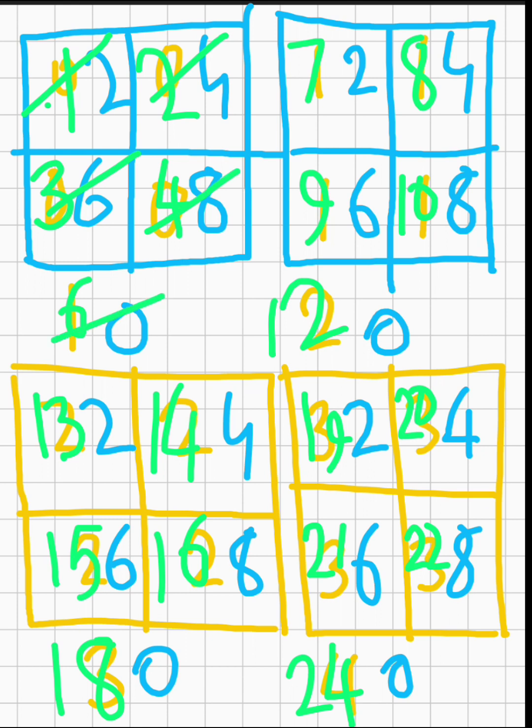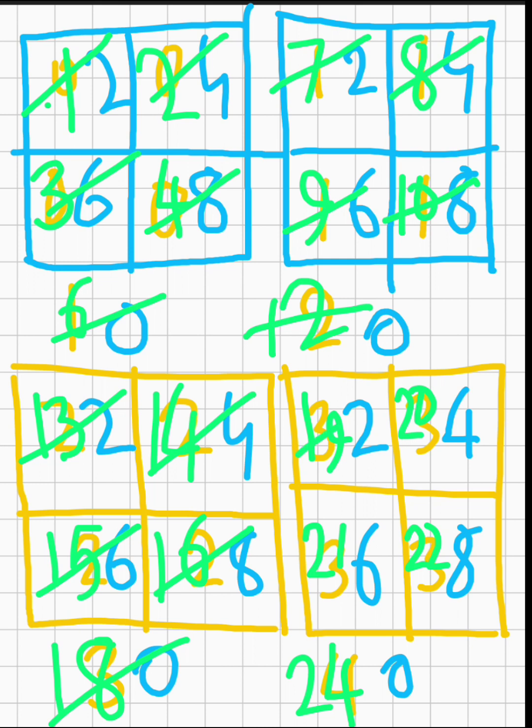12 1s are 12, 12 2s are 24, 12 7s are 84, 12 9s are 108, 12 10s are 120. 12 15s are 180, 12 16s are 192, 12 17s are 204, 12 18s are 216, 12 19s are 228, 12 20s are 240. This completes our table of 12 up to 20 multiplications.